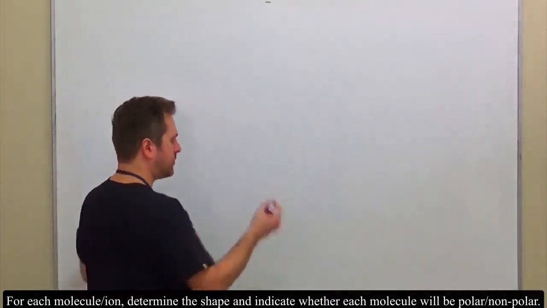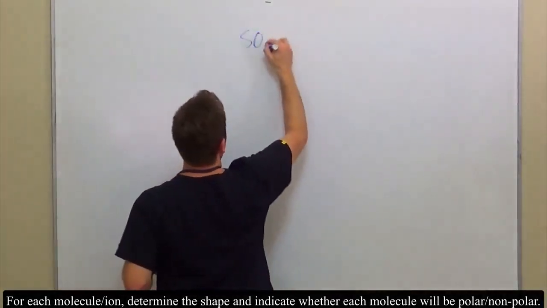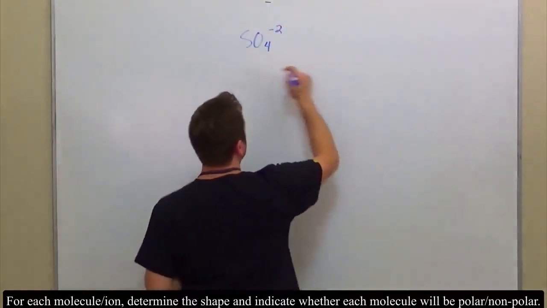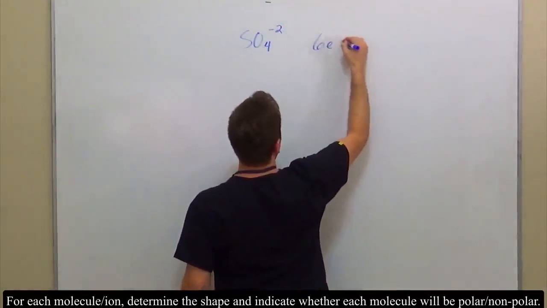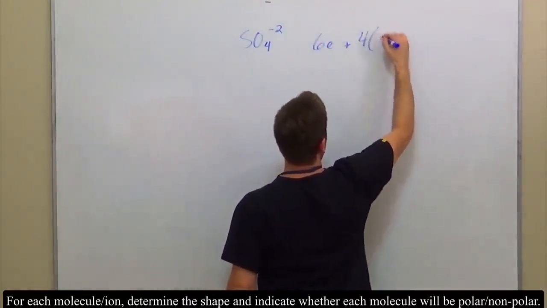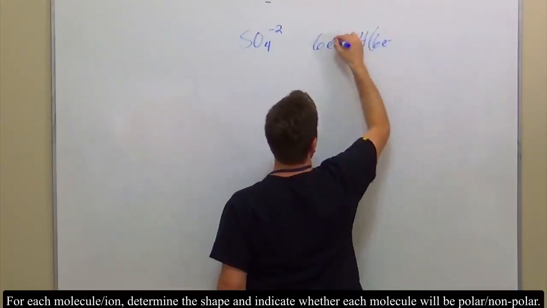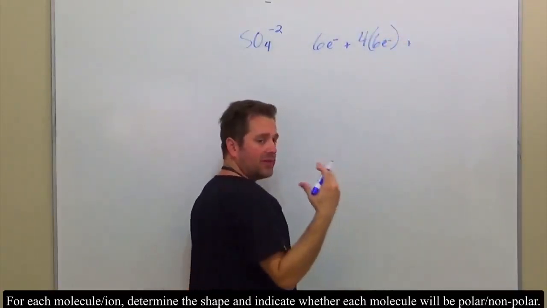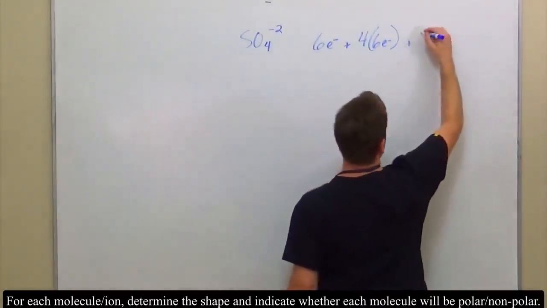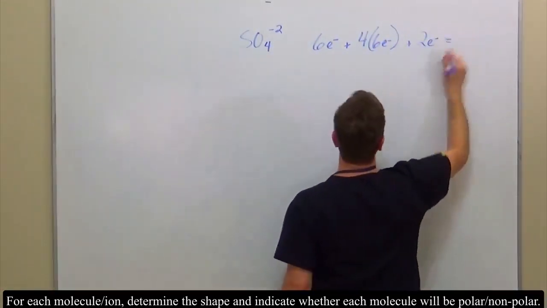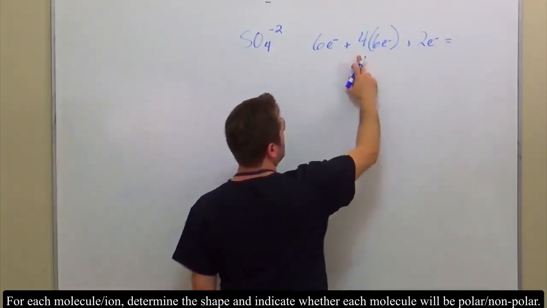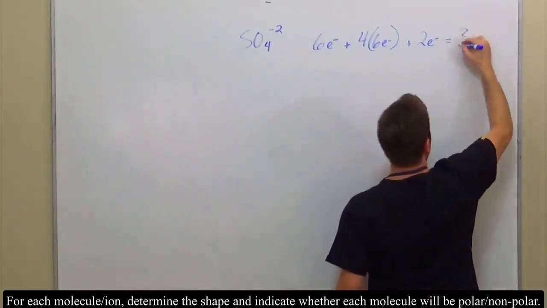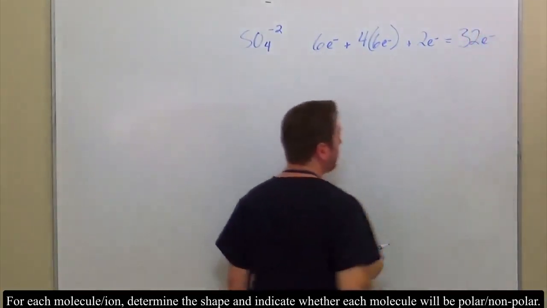Sulfate ion. SO4 with a -2 charge. All right, let's calculate our total valence electrons. Sulfur has 6, and then we have 4 oxygens. Each of them have 6. And then we can't forget the 2 additional electrons, since it has an overall -2 charge. So we're going to say plus 2 electrons. So 6 times 4 is 24, plus the 2 is 26, plus the 6 would be 32. 32 electrons that we're going to account for.